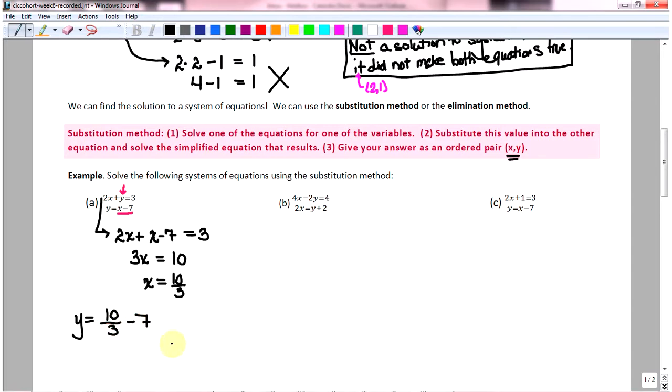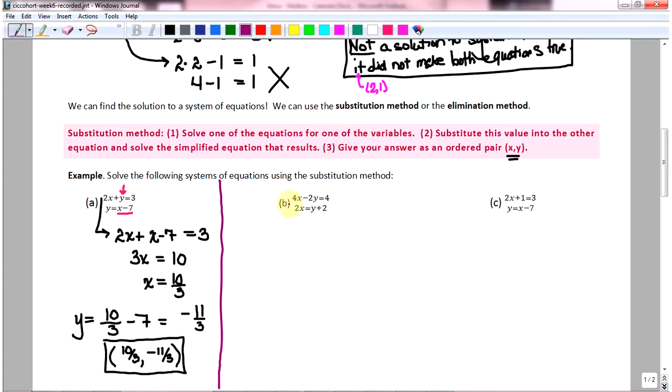And then you can type that in your calculator if you need to. We have 10/3 minus, this will be 21/3, and it's going to give us a negative 11/3. So our answer will be 10/3, comma, negative 11/3. Okay, well, let's go to our second example.